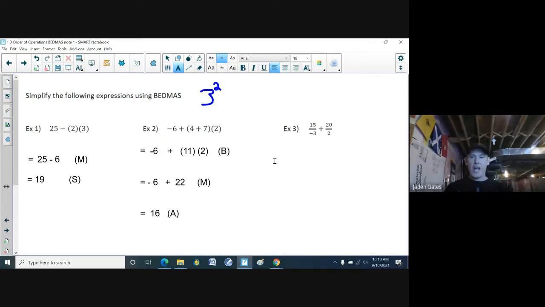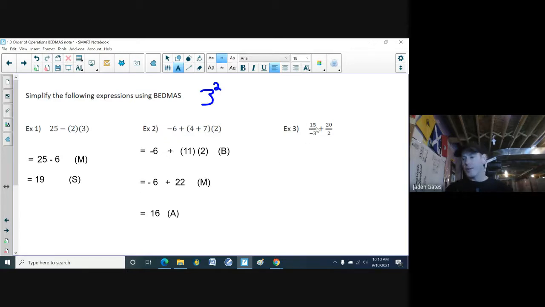All right, now next up, we have example 3, where I have 15 divided by -3 plus 20 divided by 2. All right, so when I look at this question, brackets. Nope, I don't have any brackets. Well, I kind of do, but we'll get to that. But then I have no exponents. Again, no little numbers on top of the other numbers, like up here in the 3 to the power 2. But then I'm on to division and multiplication.